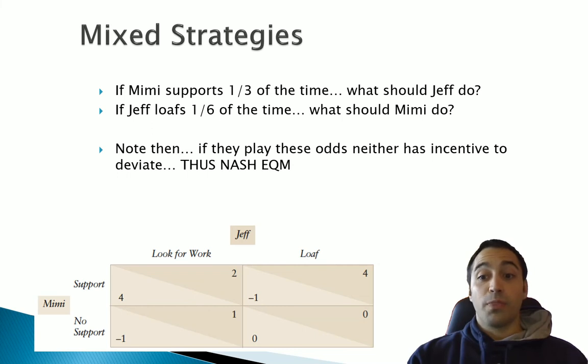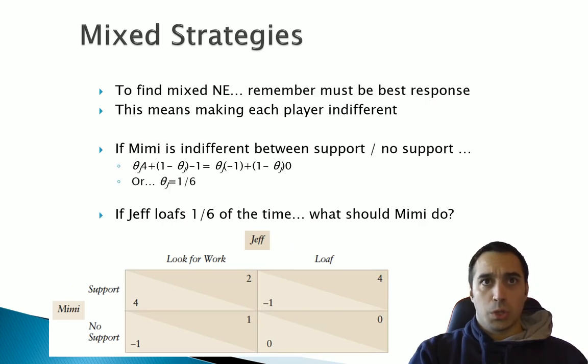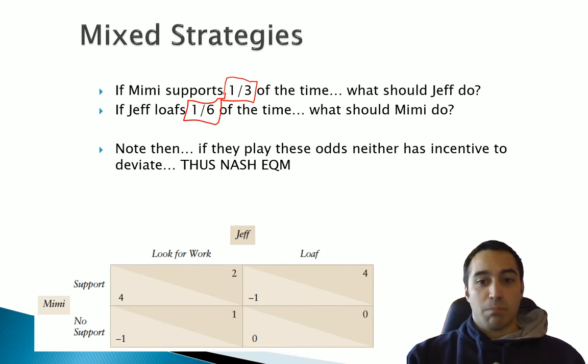Next, you might be asking, why did we do this weird thing where we're choosing utilities if the other person doesn't care? If Mimi supports 1/3 of the time, and Jeff looks for work 1/6 of the time, then does it matter what either of them do? I think the answer is no, right? Mimi plays support 1/3 of the time, and Jeff doesn't care if he looks for work or not, therefore he has no reason to deviate. That is, his utility for looking for work or loafing are identical.